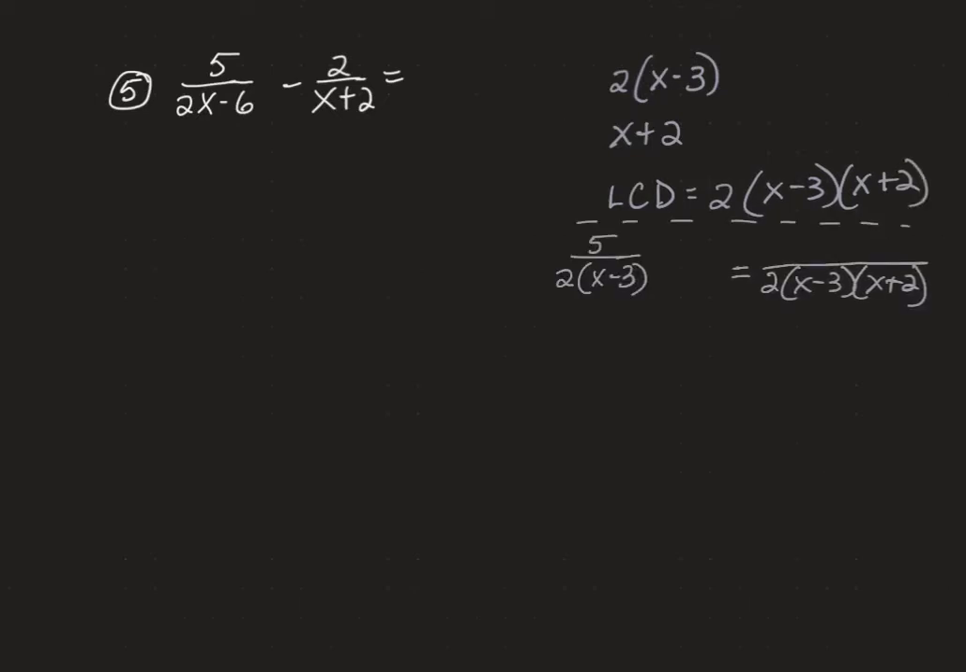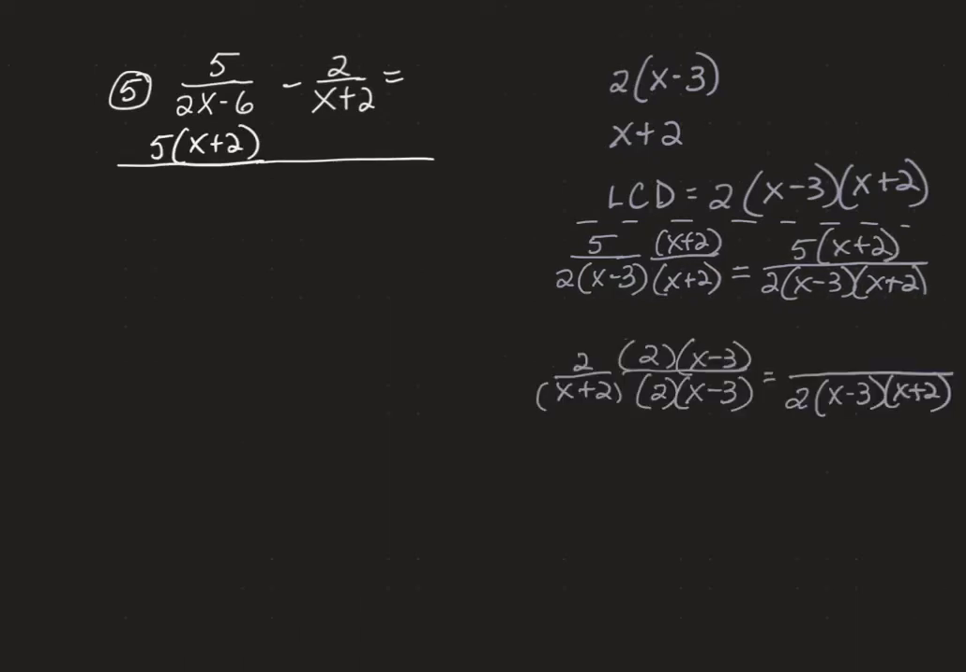So what must we multiply 2 times the quantity x minus 3 by to get our least common denominator? We have to multiply by x plus 2. That means we have to multiply the numerator of that fraction by x plus 2 also. Similarly, to change 2 over the quantity x plus 2 into an equivalent fraction with our least common denominator, we are going to have to multiply the numerator and the denominator by 2 times the quantity x minus 3, or 4 times x minus 3. So let's write that in over here. We are subtracting that.